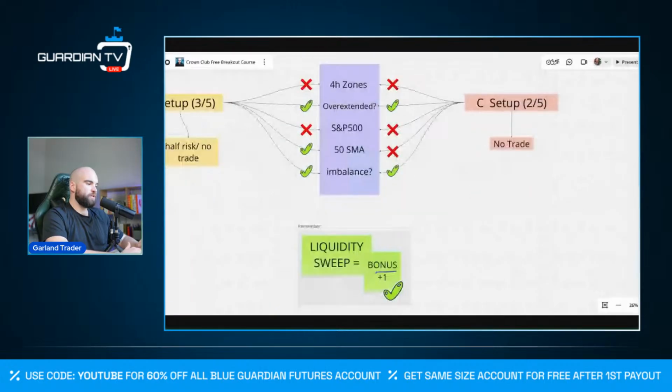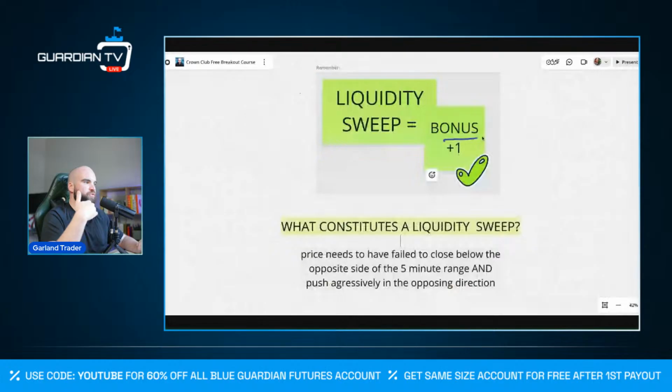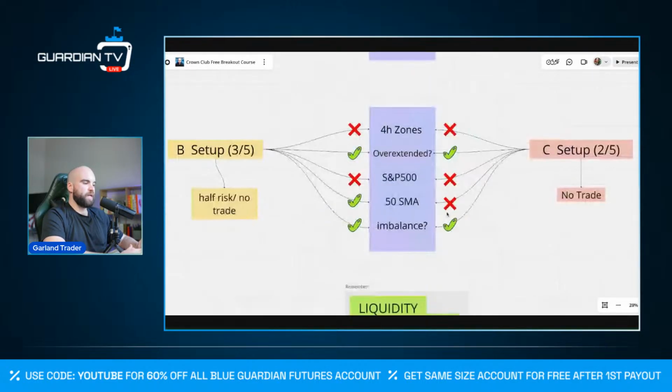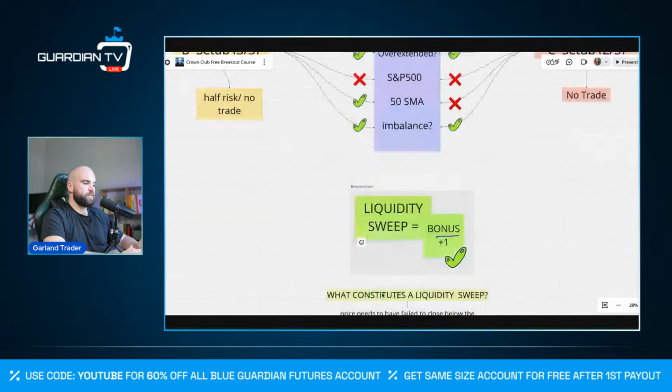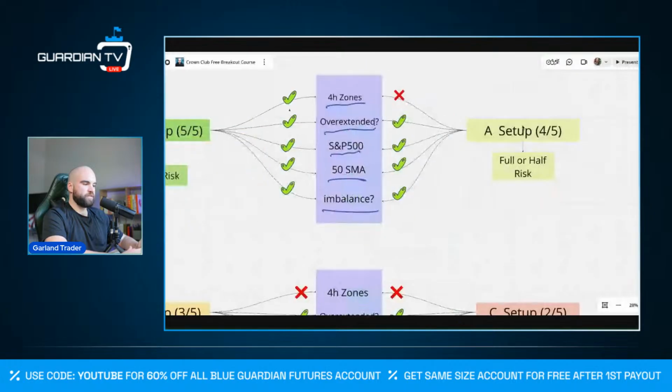If there is a liquidity sweep, meaning if one side of your zone gets swept and it pushes aggressively in the opposite direction, you can put an extra tick here. So basically, if there's a liquidity sweep, a C setup becomes a B setup, and a B setup would become an A setup, and an A setup would become an A+ setup.